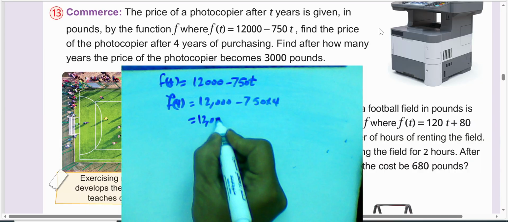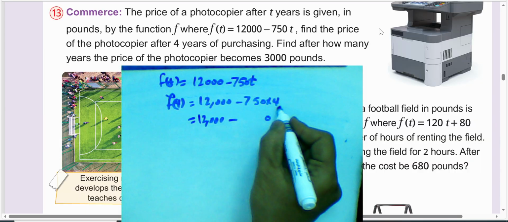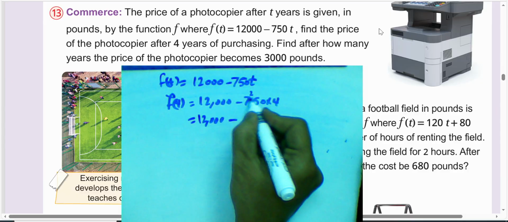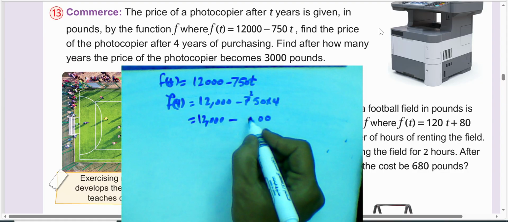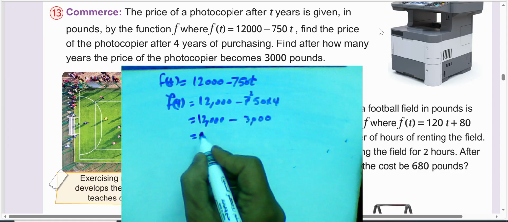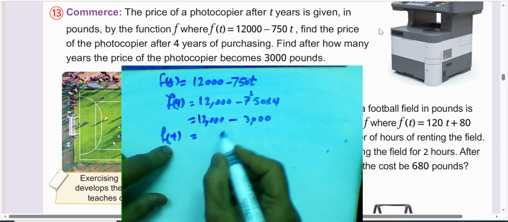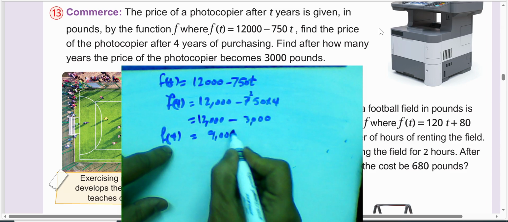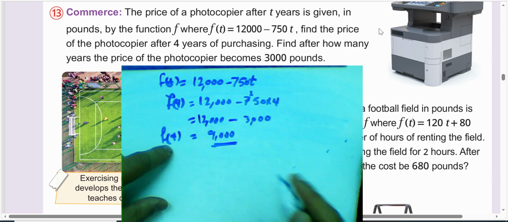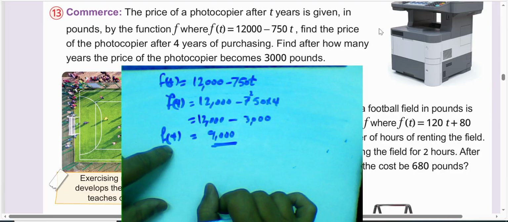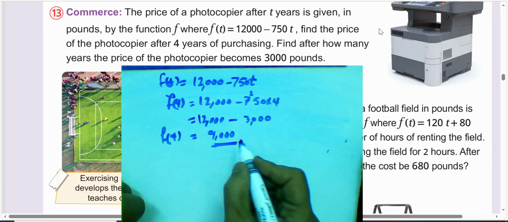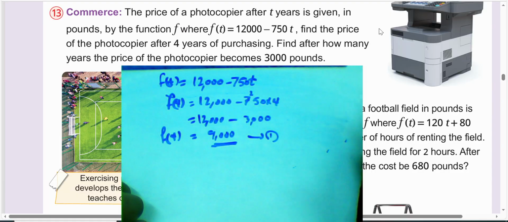Then we have 12,000 subtract 4 times 750. 4 times 0 is 0, 4 times 5 is 20, carry 2, 4 times 7 is 28 plus 2 equals 30. Then the price after 4 years will be 9,000. The price of the machine will be 9,000. That is question number 1. And question number 2, after how many years does the price of the photocopier become 3,000?